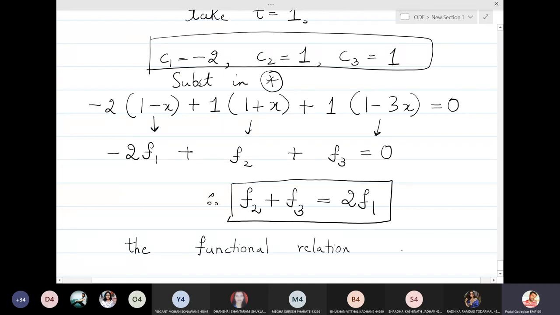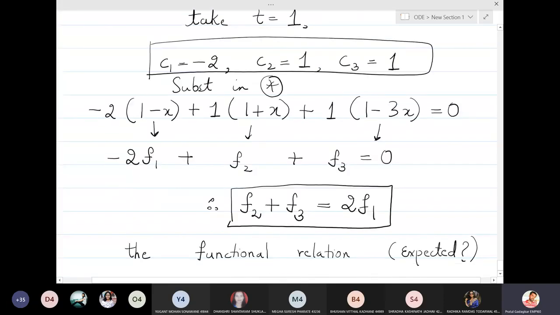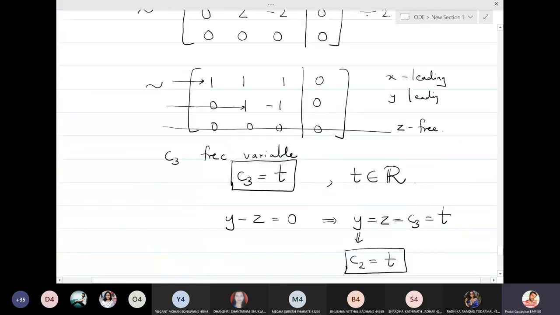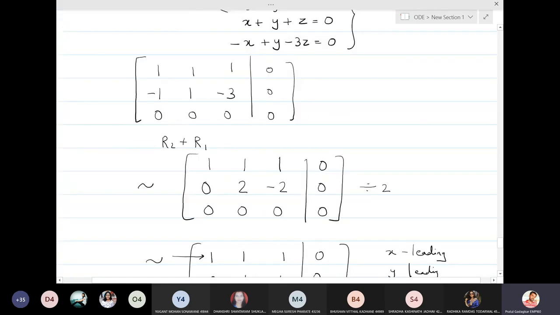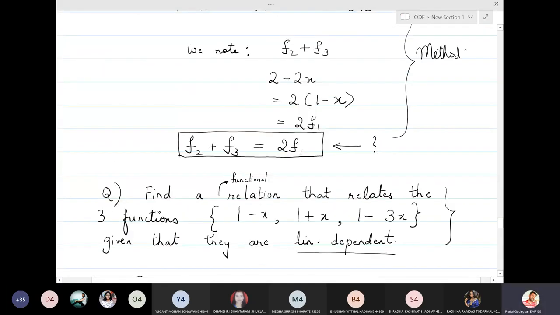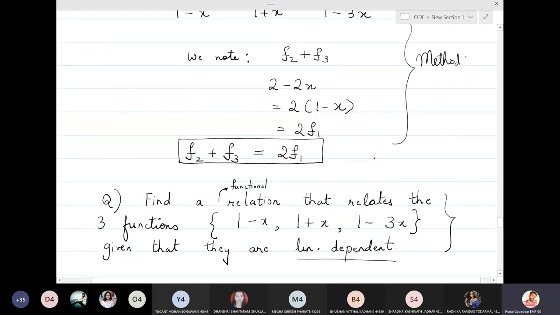And was this expected? Was this answer expected? What was the earlier relation that I mentioned to you? The earlier relation that we observed. Okay, that was our observation. Where has it gone? Yes, see, f2 plus f3 is equal to f1.